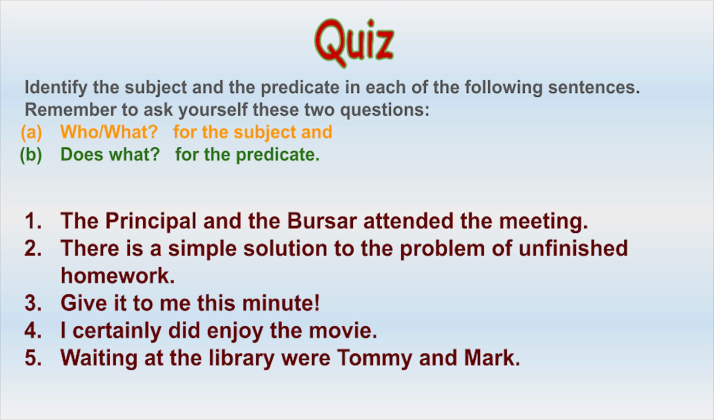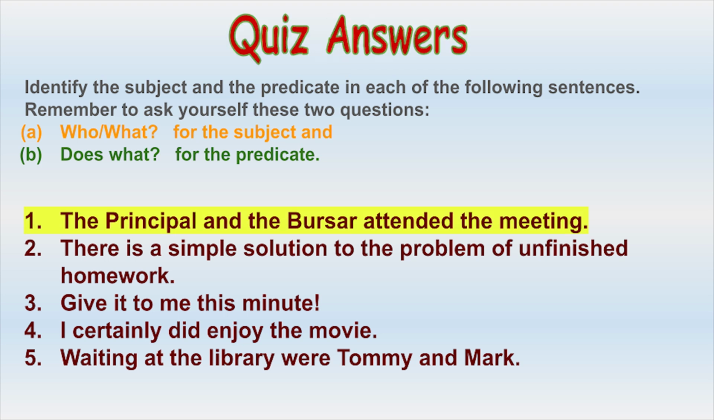Let's go. Number 1. The principal and the bursar attended the meeting. Who? The principal and the bursar. So we have a compound subject. And for the predicate, we ask did what? Attended. So our predicate is attended.